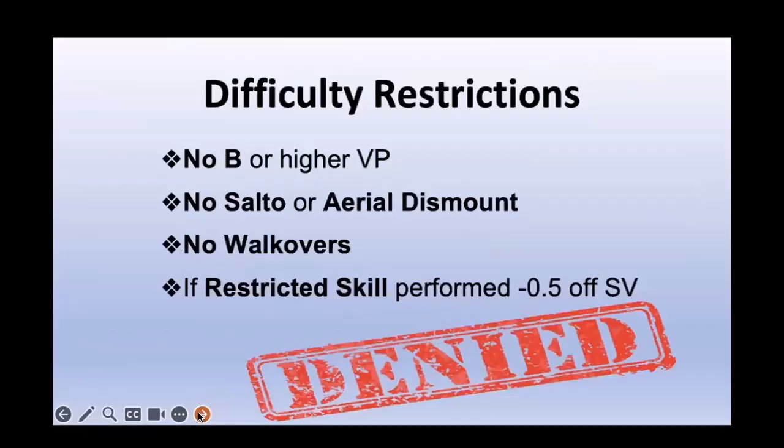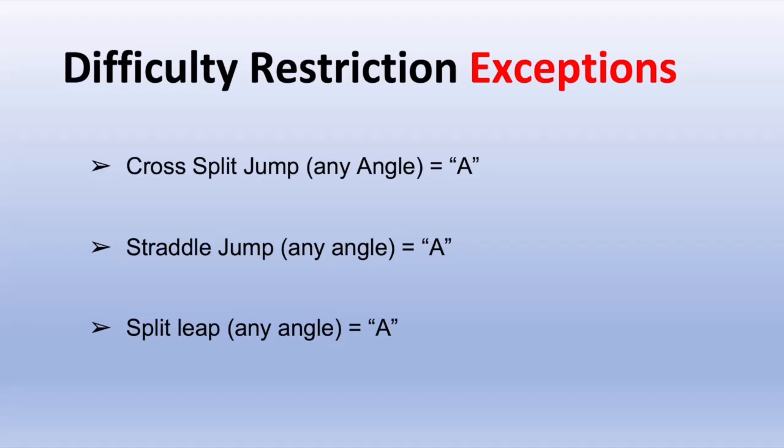Difficulty restrictions: no B or higher value part allowed. No salto or aerial dismount. No walkovers. If a restricted skill is performed, it's 5/10 off the start value.